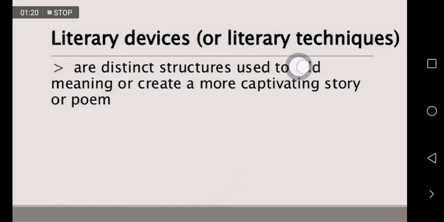What are literary devices or literary techniques? They are distinct structures used to add meaning or create a more captivating story or poem.